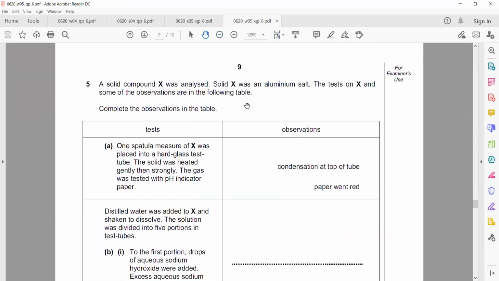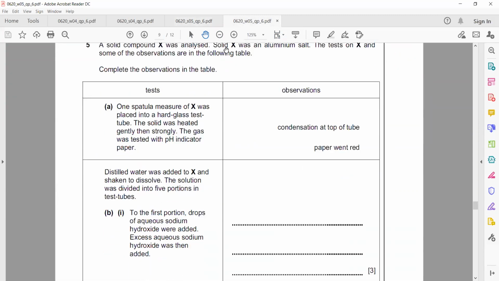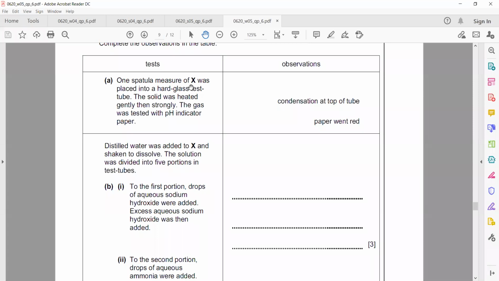In this question, a solid compound X was analyzed. Solid X is an aluminium salt. So we know aluminium, but what else is there with aluminium? We don't know. One spatula of solid X was placed in a hard glass test tube. The solid was heated gently, then strongly. The gas was tested with a pH indicator. The paper went red and there was condensation at the top. So when there is condensation at the top, it means it is a hydrated salt or contains water of crystallization. And paper went red means some acidic gas is given off.